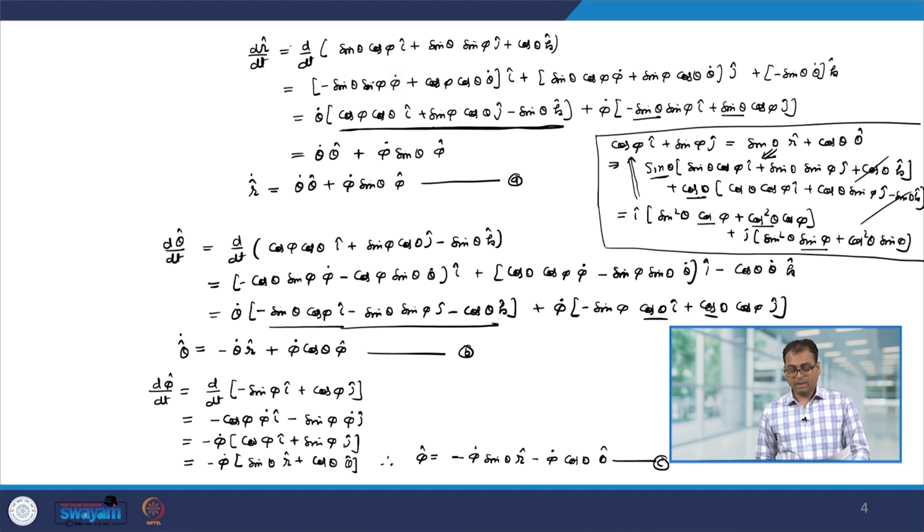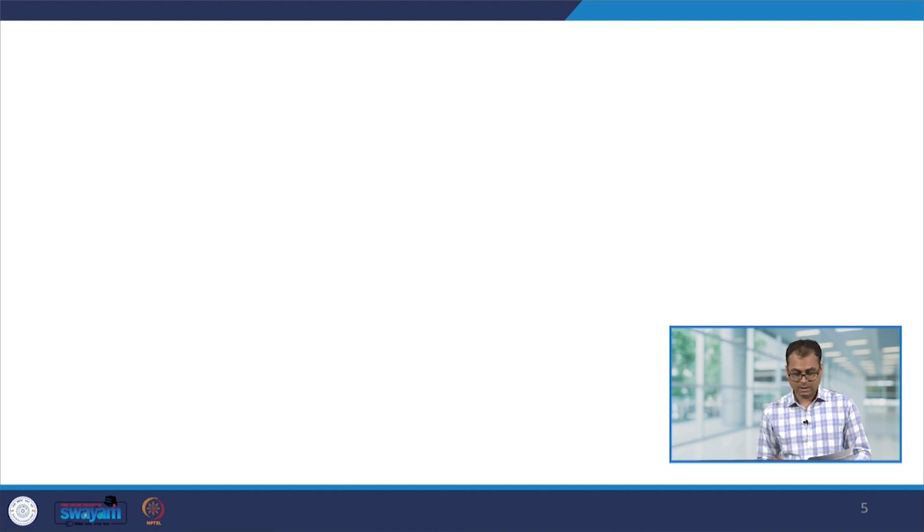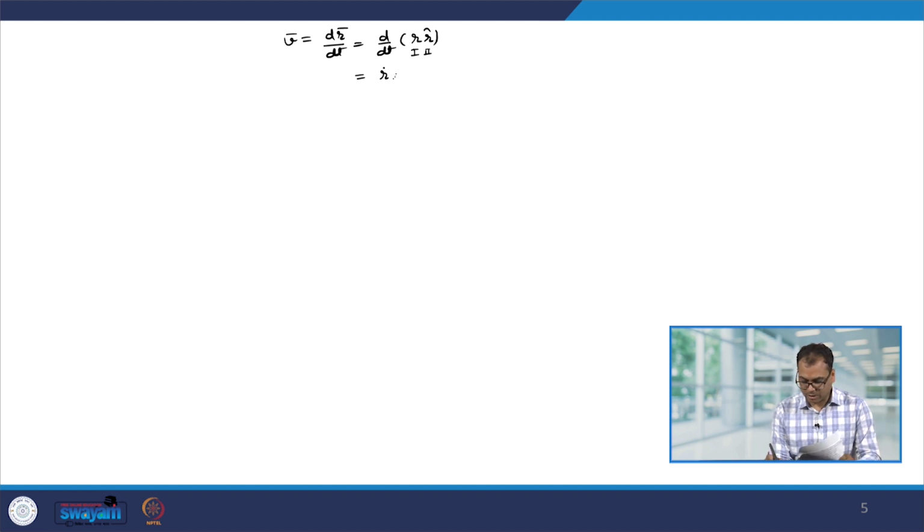So, now we have found the time derivative of the unit vectors along r direction, theta direction and phi direction, which we are going to use to find the velocity and acceleration in spherical polar coordinates. So, let us first look at the velocity. V is d r vector over dt, this is d over dt of vector r, which is r r cap, and this I can differentiate. So, this becomes r dot r cap plus r dr cap over dt.